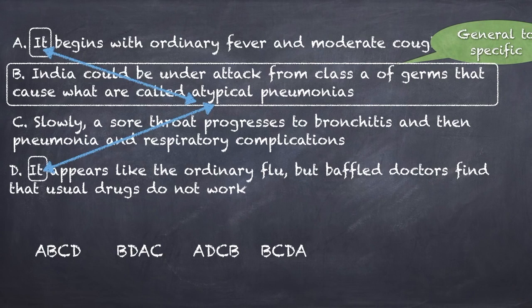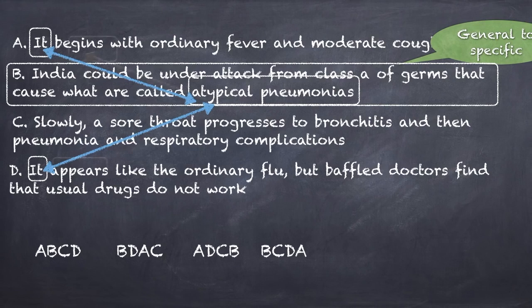So I know A and C is a connection, right? What is it? I should have asked. It begins with ordinary fever, the atypical pneumonias. It appears like the ordinary flu. What appears like the ordinary flu? The atypical pneumonias, right? So track the pronoun, and then also notice the chronological order, the order of time involved here.